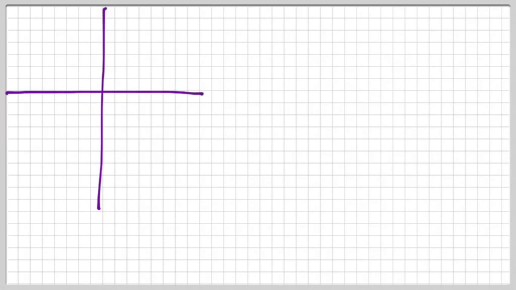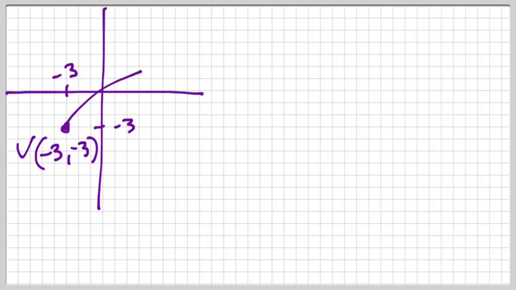So hopefully you just saw my video about conic section parabolas, and again, those were all parabolas facing up and down. But what happens if the parabola is facing left or right? For example, let's say my vertex was over here at -3, -3. So there's my vertex. And let's say my parabola is opening up like this.